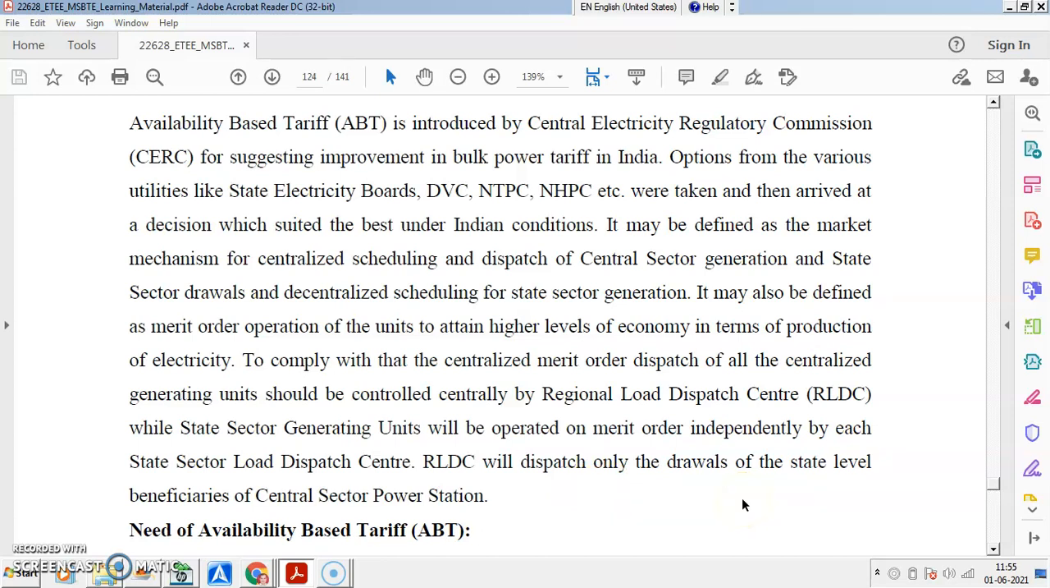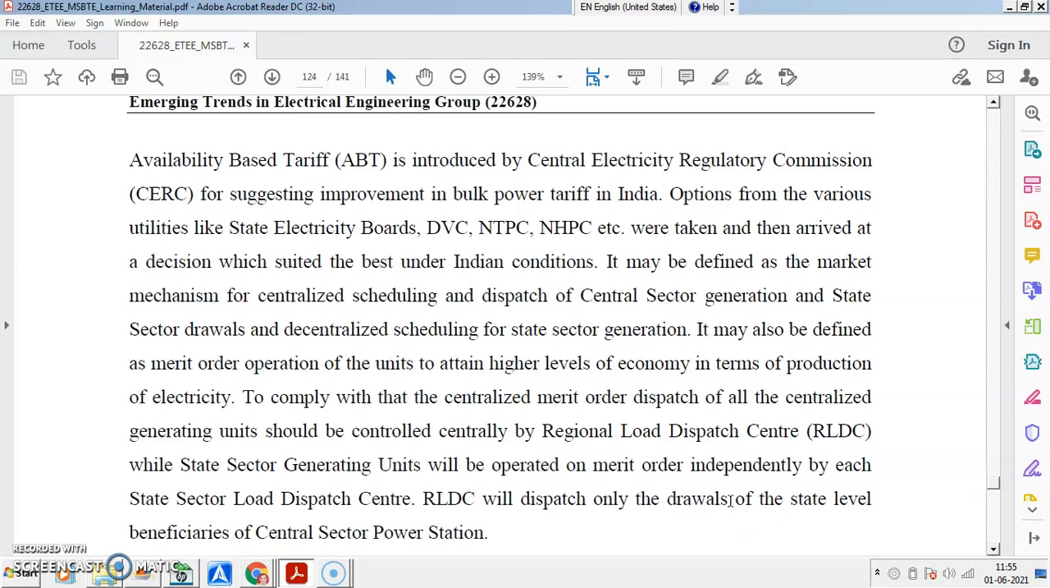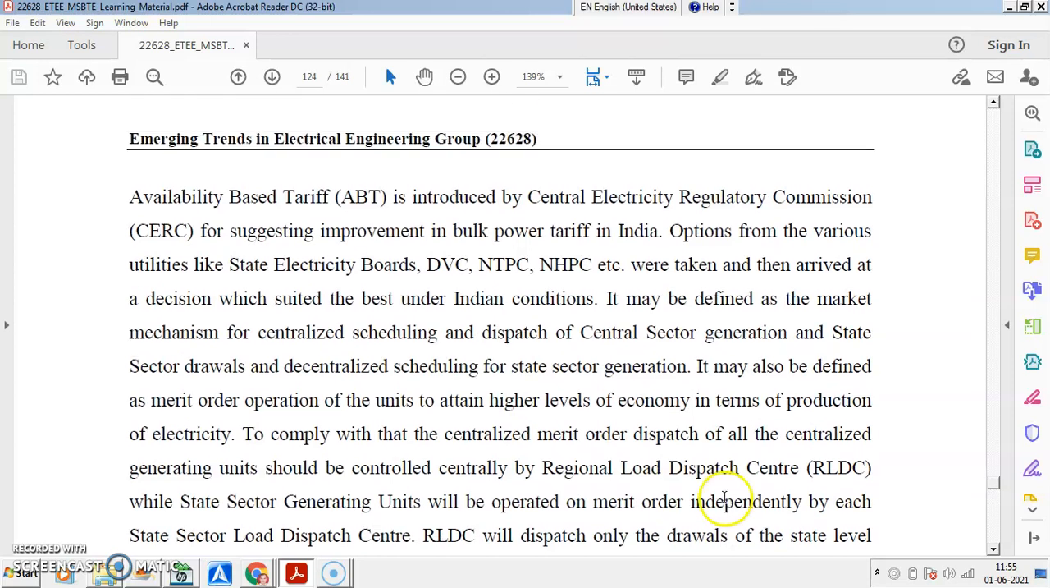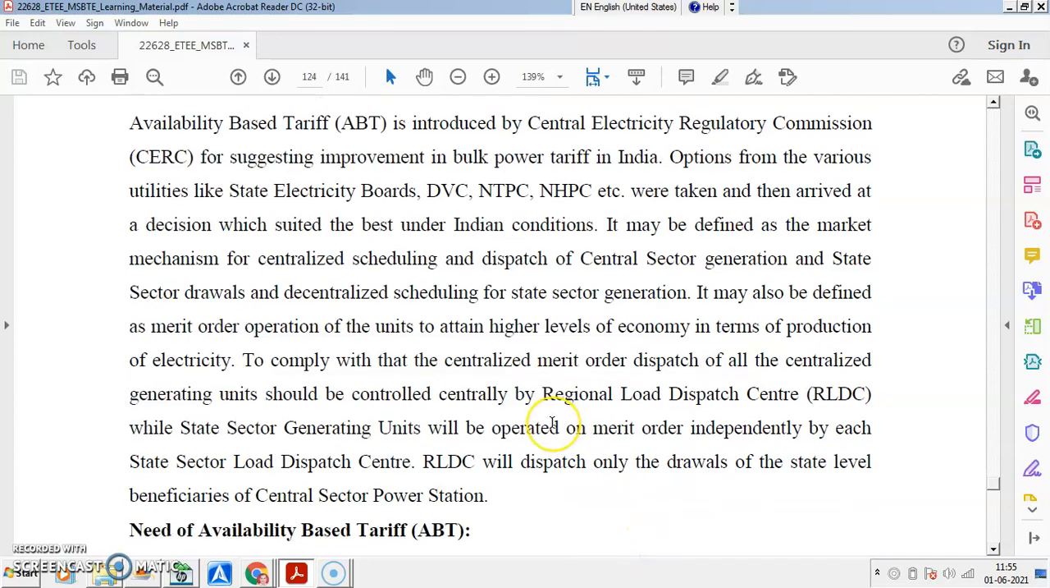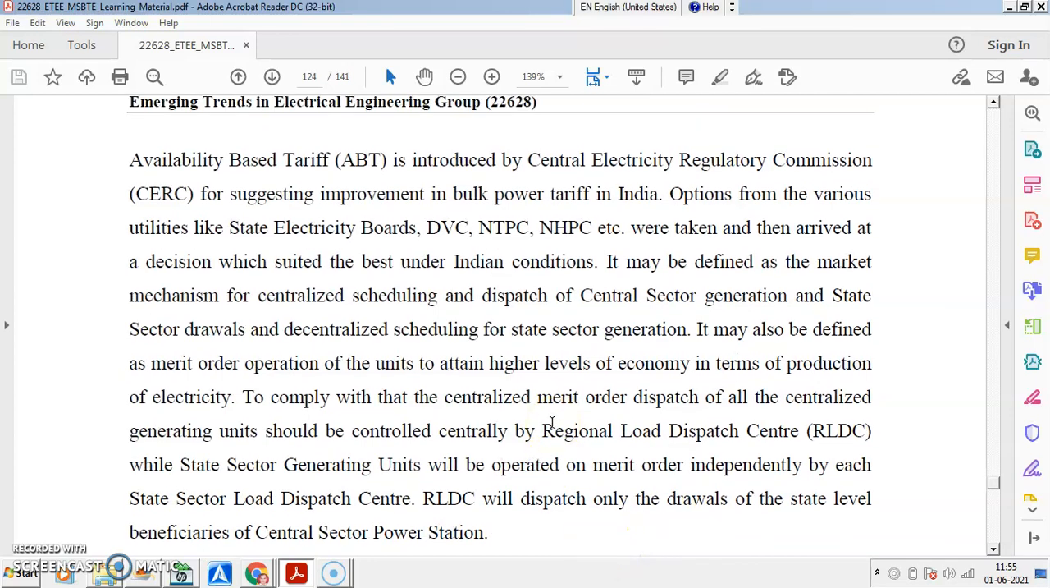Okay, so this is availability based tariff, especially power on demand. That is the concept: when there is a demand, it is based on a particular parameter, which we call frequency. When demand is more and generation is less, frequency goes down. When demand is less and generation is high, frequency goes up. Based on that, RLDC and SLDC operate.